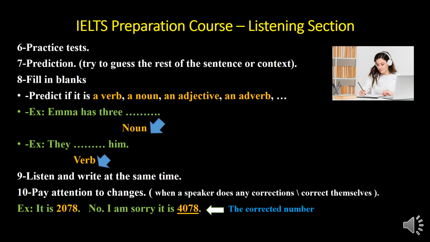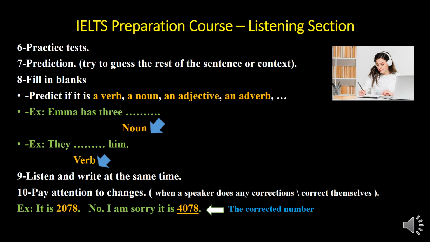Number 6, practice tests. Number 7, prediction. Try to guess the rest of the sentence or context. Number 8, fill in blanks. Try to predict if it is a verb, a noun, an adjective, an adverb, etc. For example, Emma has 3 blank, and here in the blank you need a noun. Another example, they blank him, and here in the blank you need a verb.